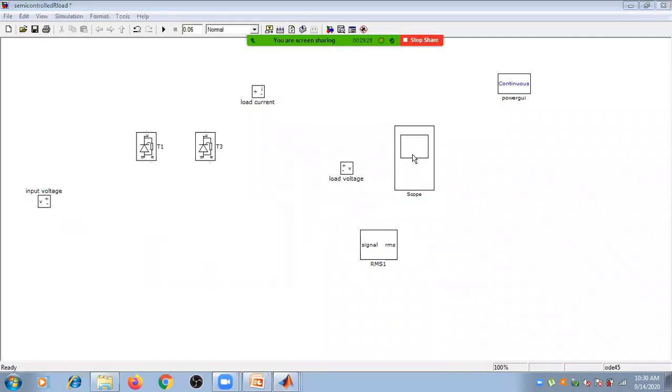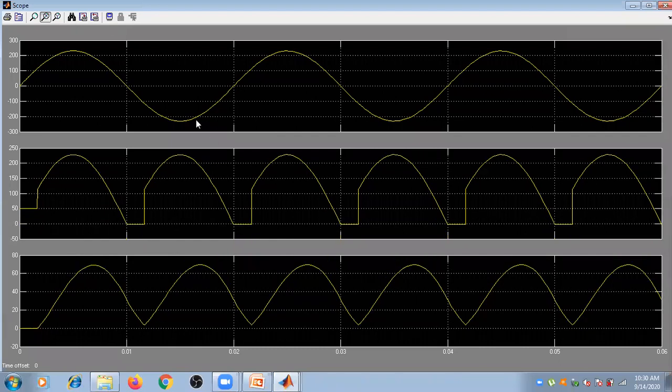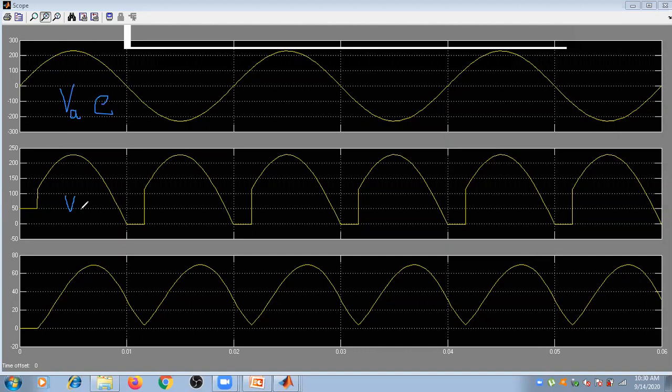Okay, now the simulation is completed. And now you can observe the first one, this is the input sinusoidal supply. This is the input V, what we can call VA or V or E, like that. This is for 3 cycles, and this is the output, which is V naught, or you can say E naught.